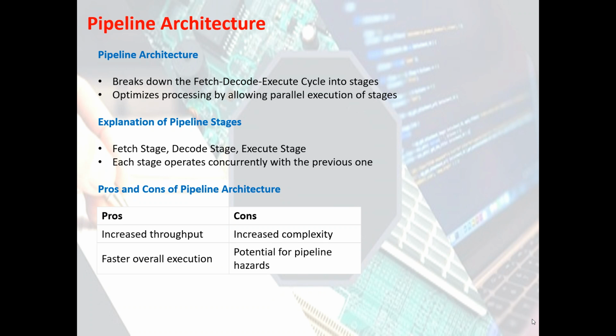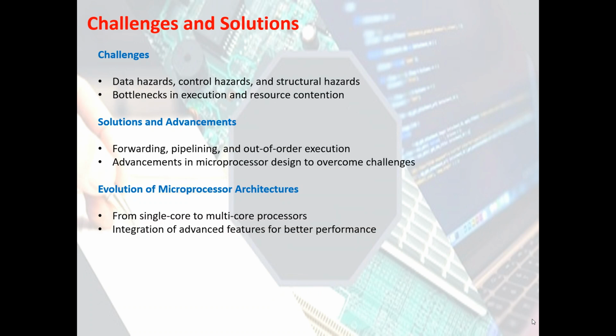Ano po ba yung pros and cons ng pipeline architecture? Yung pros natin, increased throughput. And then yung cons niya, increased complexity. And then faster yung overall execution natin. Pero yung cons niya, potential for pipeline hazards. Kaya we have to check these trade-offs. Depende dun sa design na ginagawa po natin. So what are the challenges and the solutions? So yung challenges natin, data hazards, control hazards, and structural hazards, bottlenecks in execution and resource contention.